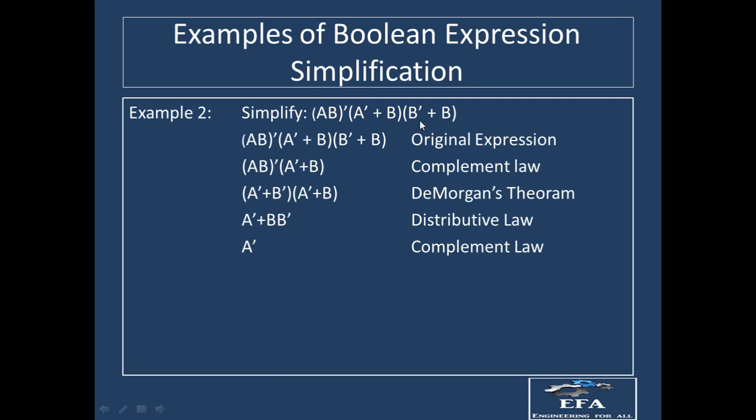Now this expression can be reduced using the laws and rules. Let us see. B bar plus B is equal to 1, so we are left with (AB) complete complement times A bar plus B. Now opening this expression using De Morgan's theorem, we have A bar plus B bar times A bar plus B. Using the distributive law, we have A bar plus B times B bar, and B times B bar is equal to 0. So the final answer will be only A complement.